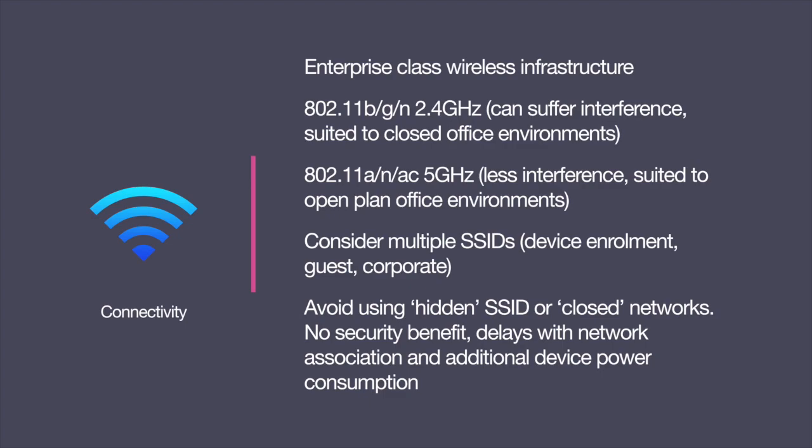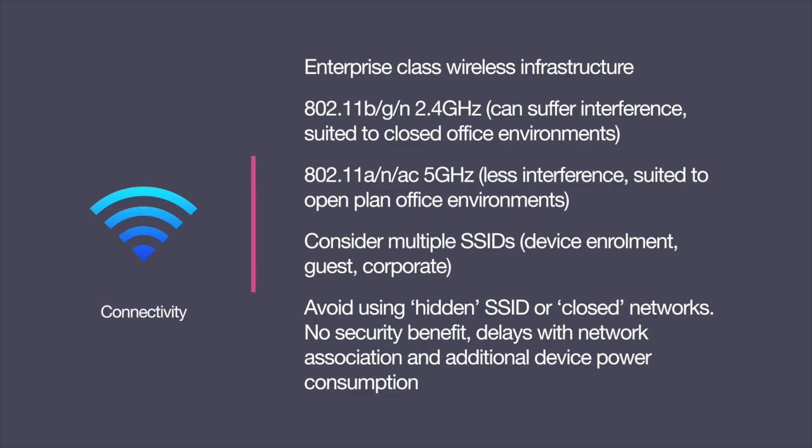If you're in a more open plan office, consider 802.11a or ac. This operates at 5 gigahertz. There is less interference and the channels aren't as busy, and this is suited to more open plan office environments. However, if you've got a lot of glass partitions across your office environment, this can cause refraction. I would strongly advise, if you're planning your deployment, to have at least a paper survey done using a product called Ekahau, or consult a network architect for your network implementation.